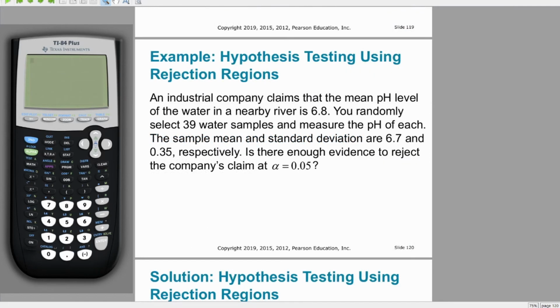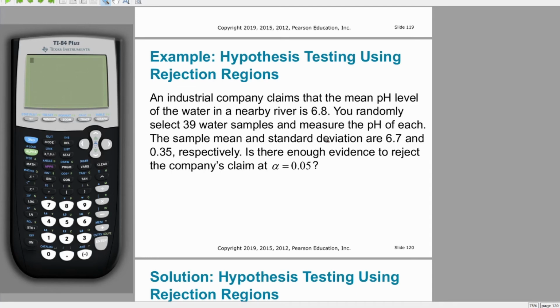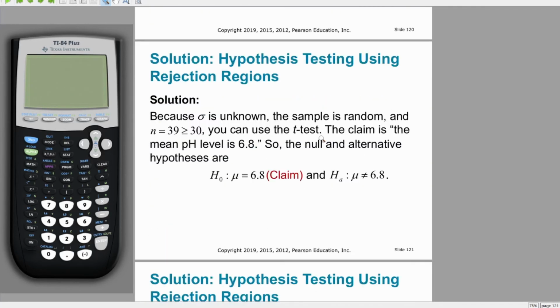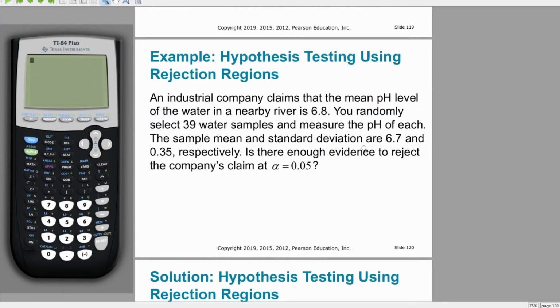So just to be sure, here's one example where we are only going to look at it in terms of critical values, where we have this pH level, where we're given that they are claiming it is 6.8. So again, another rare one where the claim is the null, but that does happen. And we are selecting 39 for a random sample with a mean of 6.7 and a standard deviation of 0.35. And we want to check the claim at a level of significance, yet again, of 5%.